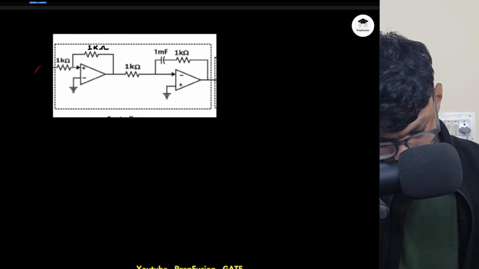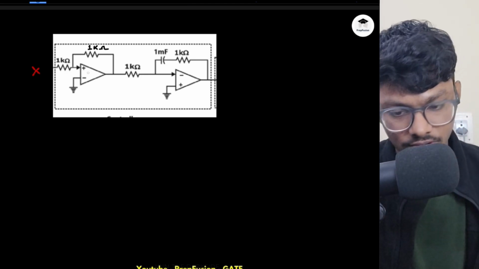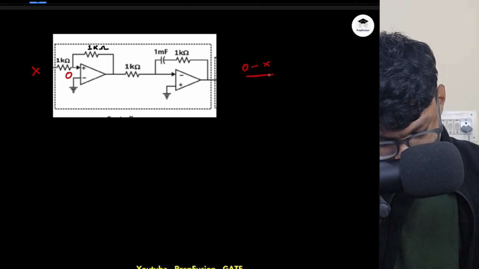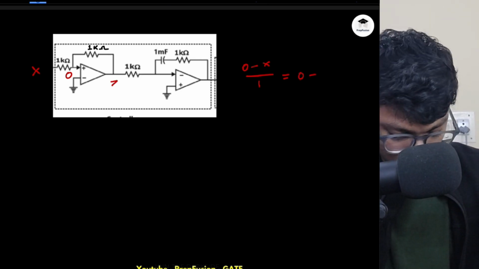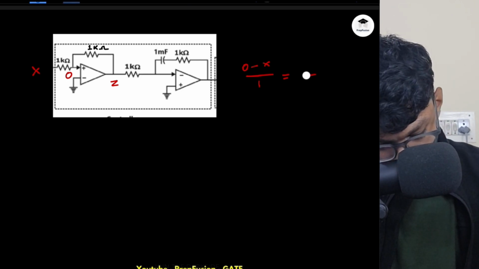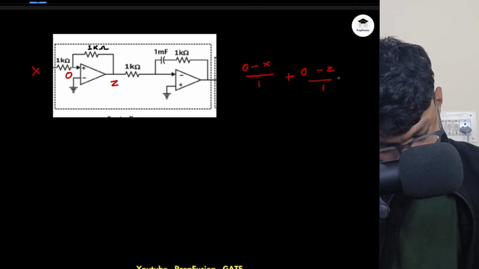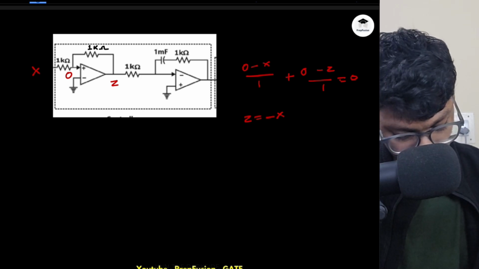x. If I am giving some input here x, the virtual ground concept is valid, so this will be 0. So this will be 0 minus x divided by 1 should be equal to 0. Let me name this output as z for now. Okay, so this will be plus 0 minus z divided by 1 equals 0. So your z is simply equal to minus of x. Okay, z is equal to minus of x.